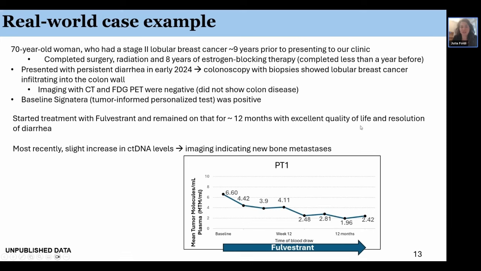of diarrhea. Most recently, her ctDNA levels slightly increased. So you can see at the end of the line here. And we did get some imaging that now showed new bone metastases, indicating that there was some progression of her cancer. So this is a patient whose cancer was initially not seen on imaging, but we could use the Signatera test to monitor how she was responding to treatment.